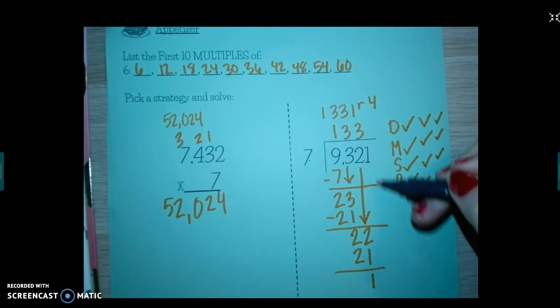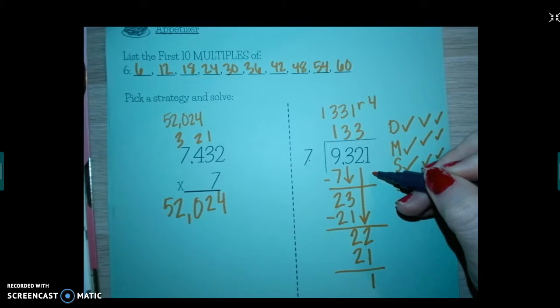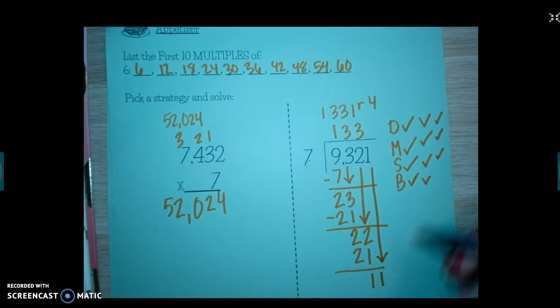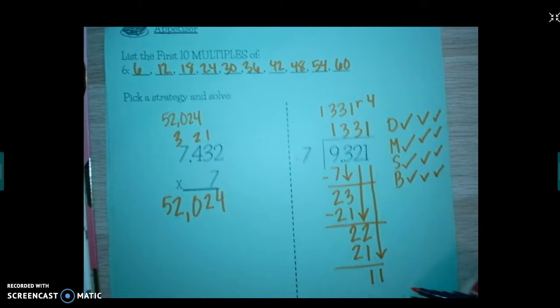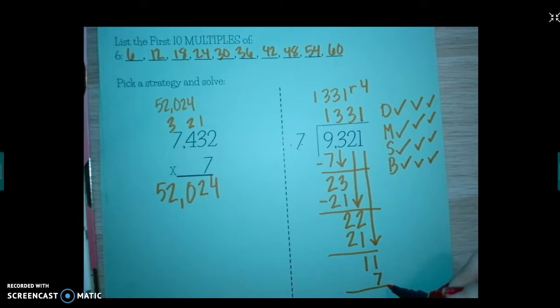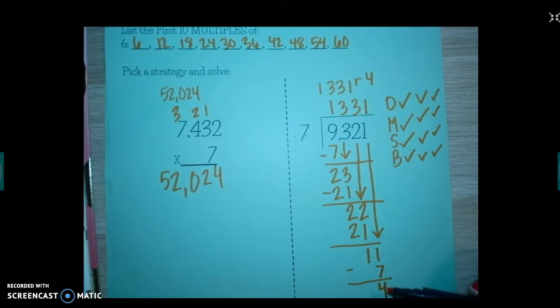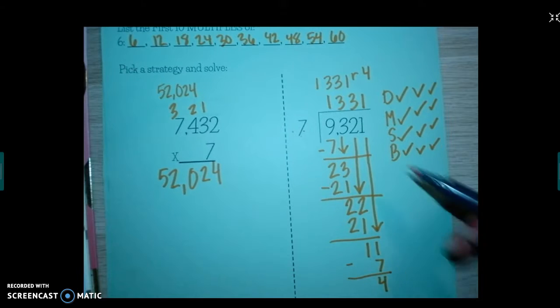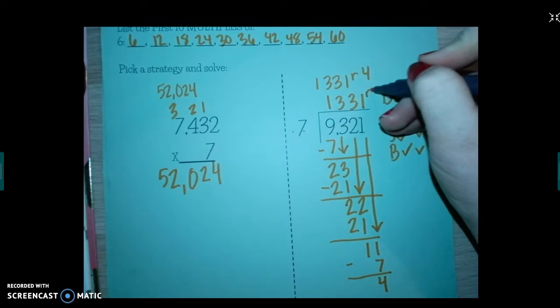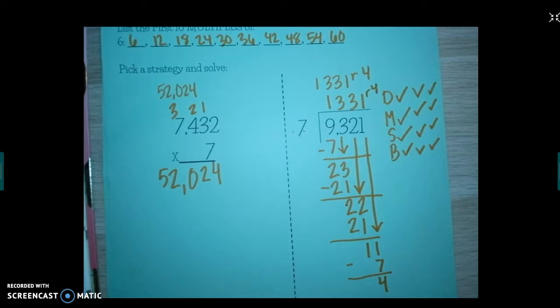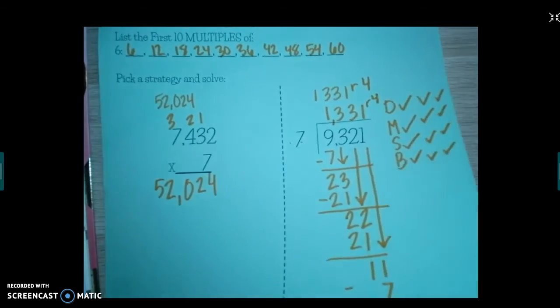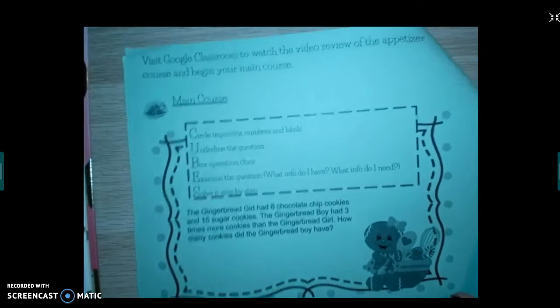Then we bring down the 1, and then we start all over. 7 goes into 11 one time. 7 times 1 is 7. 11 minus 7 is 4. 7 can't go into 4, so we know that our answer is 1,331, remainder 4. All right, we are going to go ahead and turn the page to the next section.